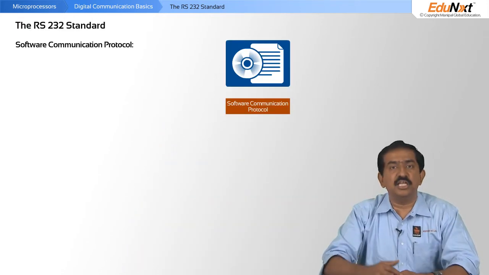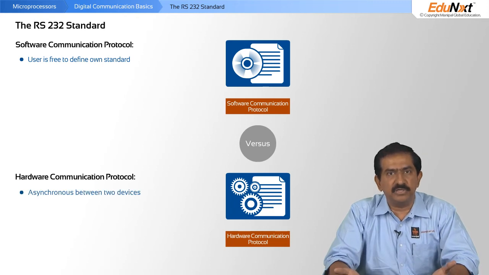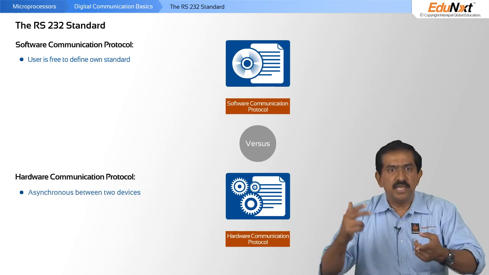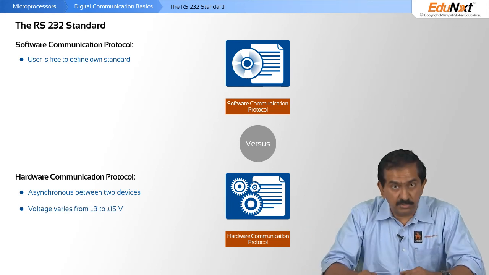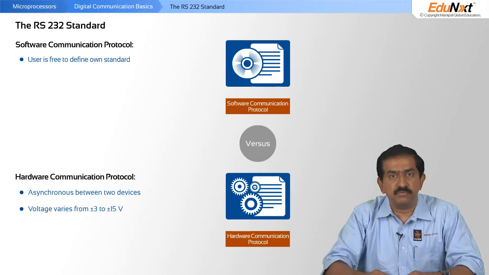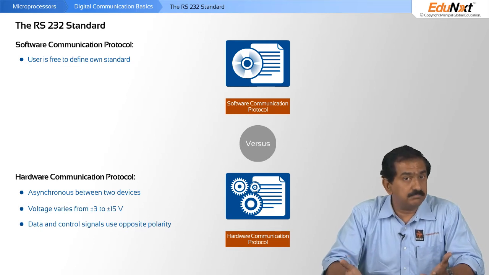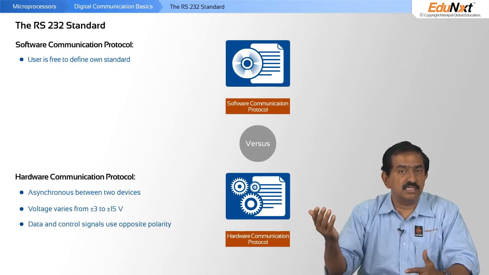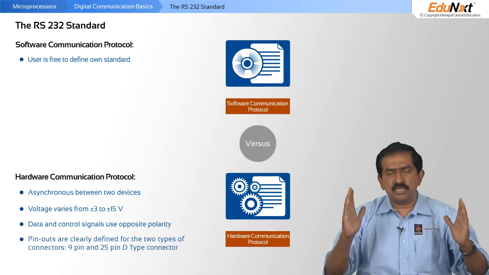One is called the RS-232, that's a serial standard. And in this standard, the software protocol is really up to the user to define. In terms of the hardware protocol, it is asynchronous between two devices, so there's no clock signal. It has a voltage that can vary from plus or minus 3 volts all the way up to plus or minus 15 volts. So plus 3 to plus 15 is considered high, minus 3 to minus 15 is considered low. Data signals and control signals use opposite polarity. So if the data signal is positive, then the control signals are negative, and vice versa. And pinouts are completely defined.